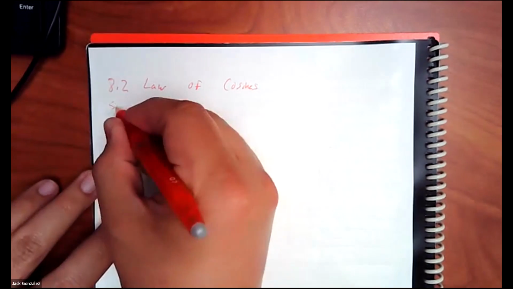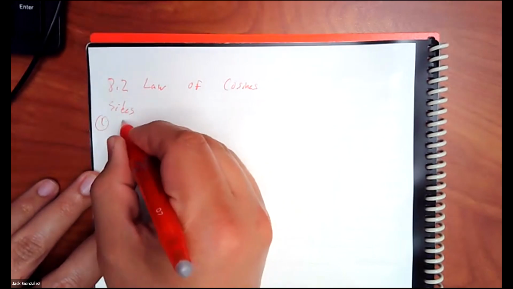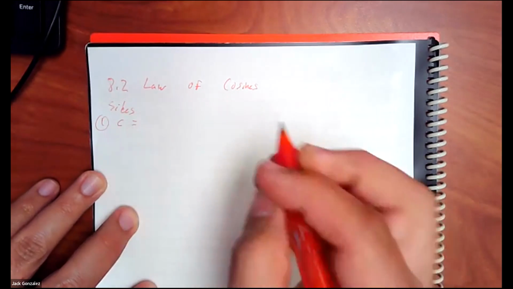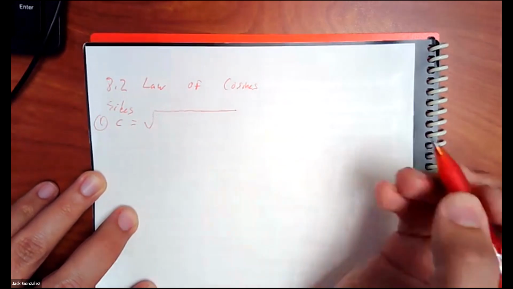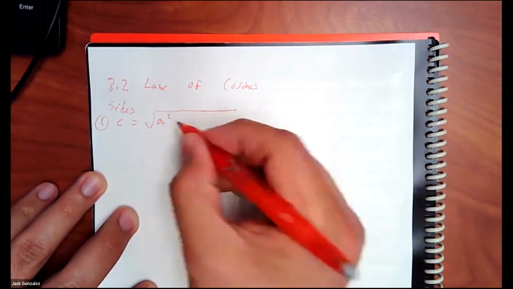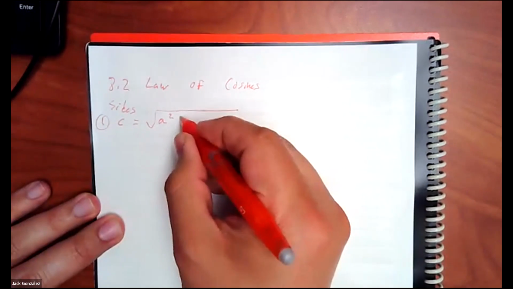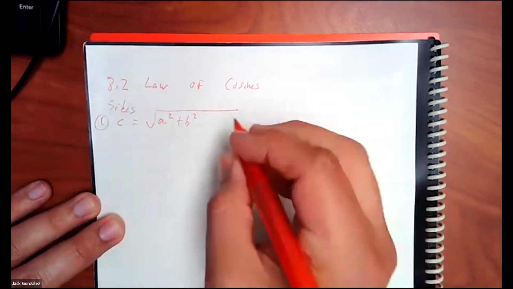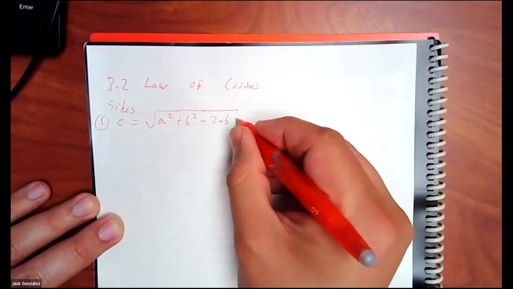So sides, number 1. I'll solve these earlier, make it a little neater and easier to use. So c squared is equal to a squared plus b squared minus 2ab cosine C.